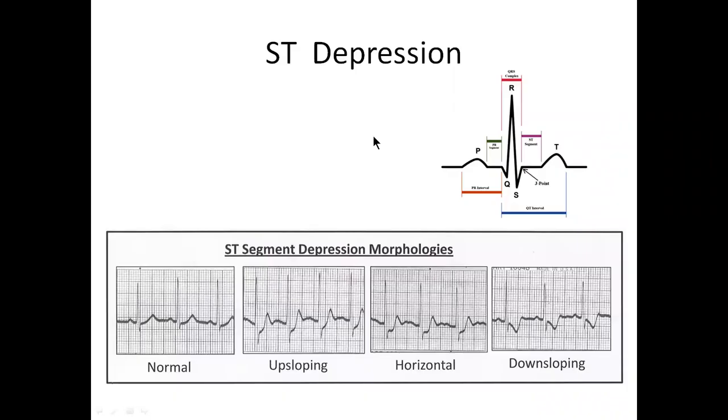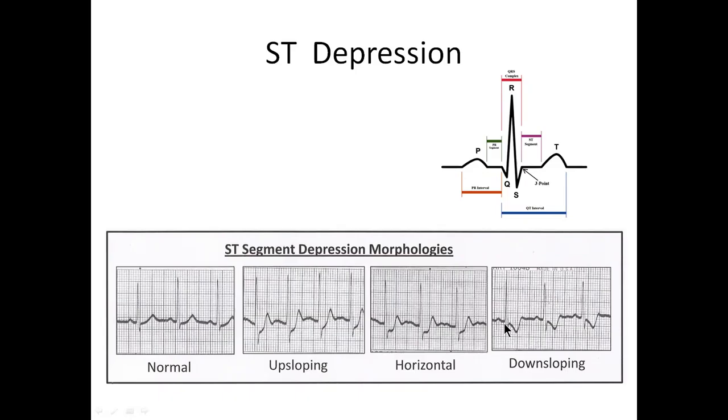Now, let's dig a little deeper about the ST depression. So this is a normal, and then you see the ST is depressed here since this is the baseline. But you notice that it goes up and creates the T wave. So we call that an upsloping ST depression. On the other hand, here you see that it is parallel to the baseline, but it is at a lower level. So that kind of ST depression is called horizontal ST depression.